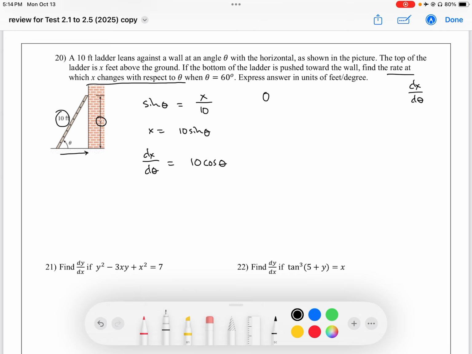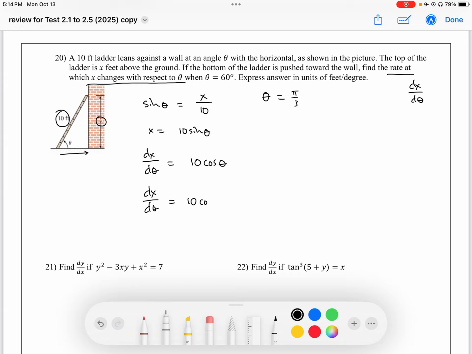Okay, so I'm going to use radians here. Theta equals 60 degrees, so I'm going to say theta is pi thirds. Plug that in, and I should get dx d theta is equal to 10. By the way, if theta is increasing, which it is, because as I push this in, that angle's going to get bigger, I expect x to increase as well. So hopefully this is going to be positive.